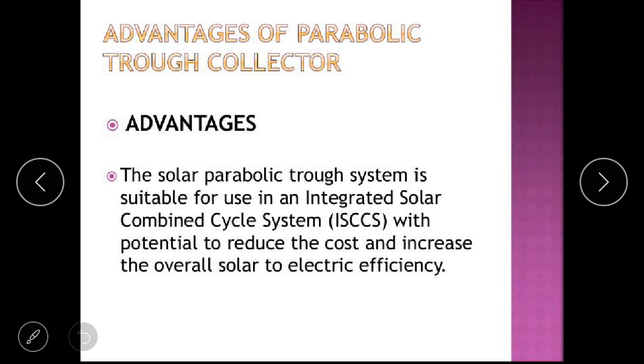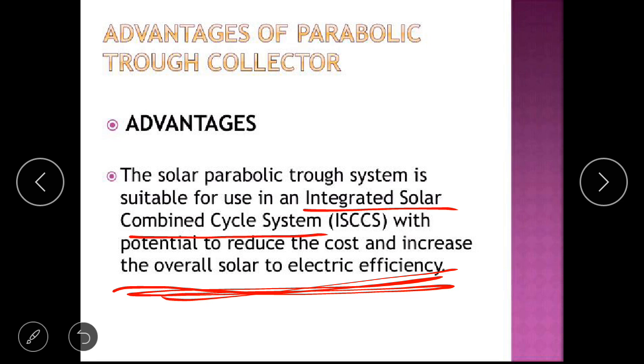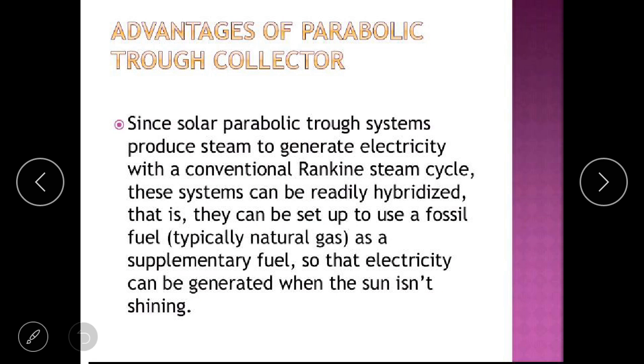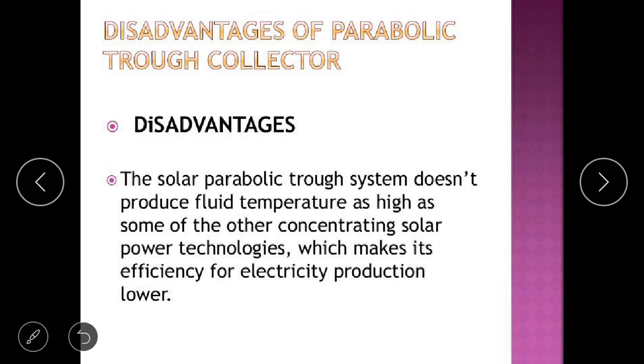What are the advantages of the parabolic trough collector? The solar trough system is suitable for use in an integrated solar combined cycle system, with the potential to reduce cost and increase the overall solar electric efficiency. Since parabolic trough systems produce steam to generate electricity, that is a very important point, with a conventional Rankine steam cycle, this system can be readily hybridized, that is, it can be set up to use a fossil fuel, typically natural gas, so that electricity can be generated when the sun is not shining.